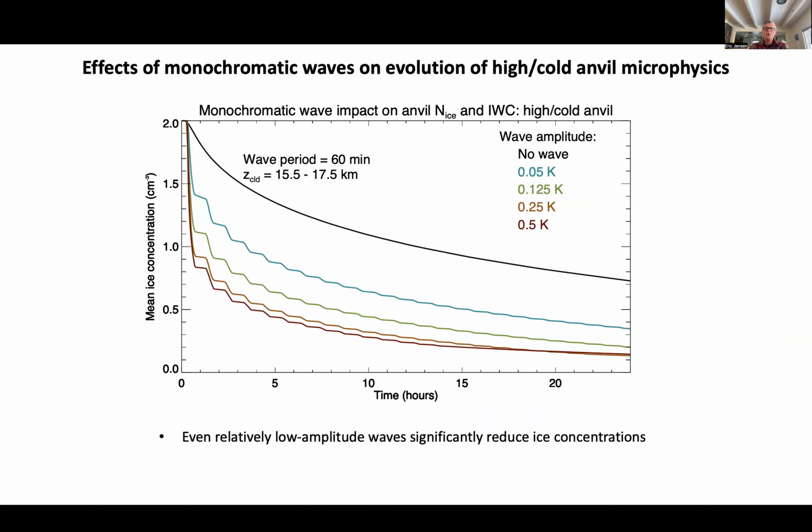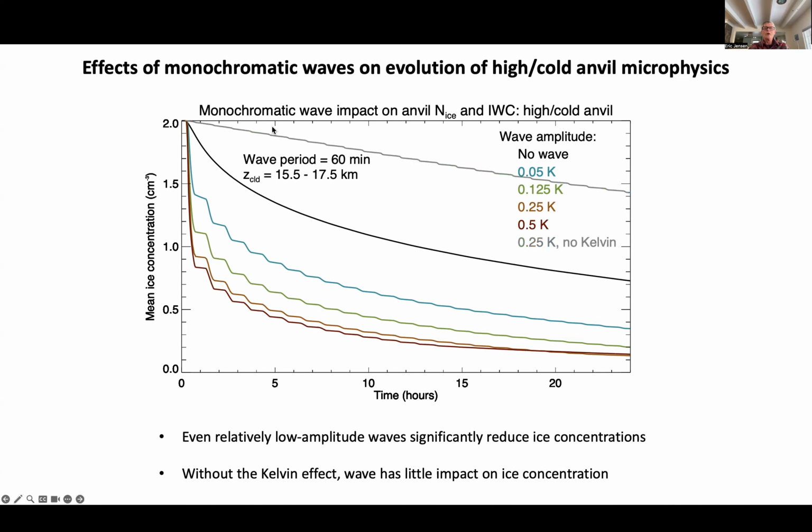Looking at here for the cold Anvil, the evolution of the ice crystal concentration, the total ice crystal number. The black is without the waves. Again, you decrease by about a factor of 2 over the 24 hours because of the Kelvin effect predominantly. And then the curves are with waves with different amplitudes. Just to show the sensitivity to amplitude, not surprisingly, if you have higher amplitudes, you get a greater reduction of the ice concentration. But even with fairly low amplitudes, you substantially decrease the ice concentration compared to what you got with no waves. This is all for the high cold Anvil.